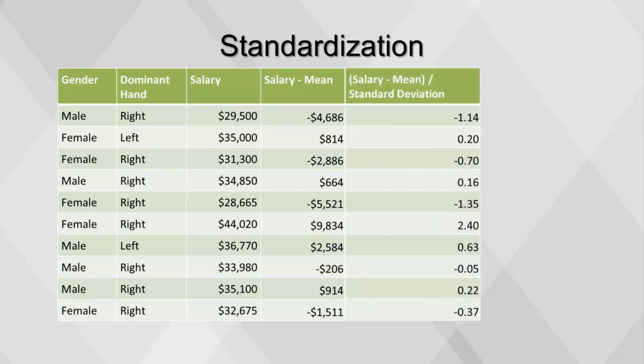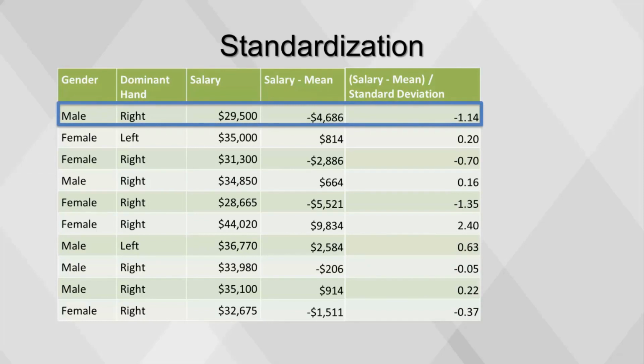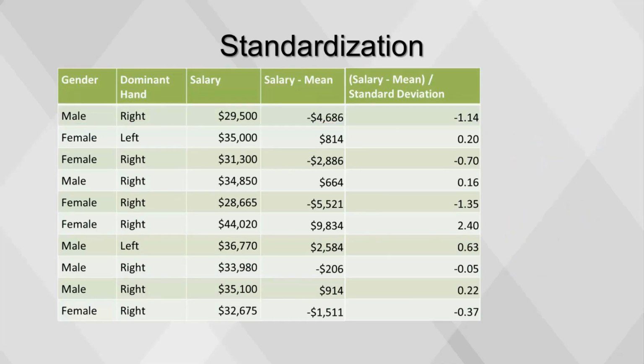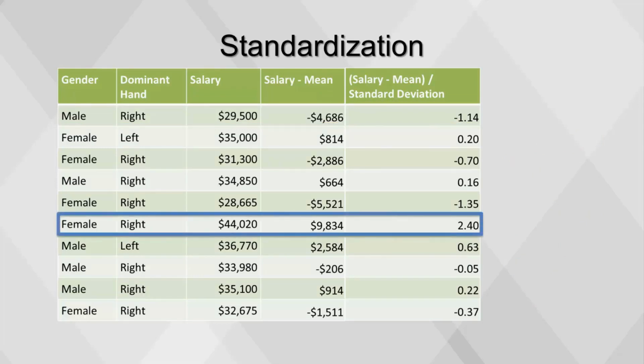For example, in the first row of our dataset, since we've already calculated the salary minus mean column, all we need to do is divide by 4,103 to get the result of negative 1.14. This value can be interpreted as the value of $29,500 is 1.14 standard deviations lower than the mean. Looking at the rest of the values, we see that the largest salary, $44,020, is actually very far away from the mean. This must be a high-performing bank teller. We can use this standardized value to compare the high-performing bank teller to the high performer of another profession.